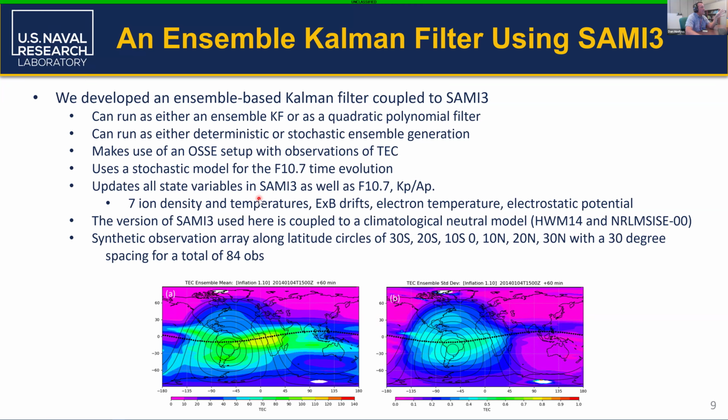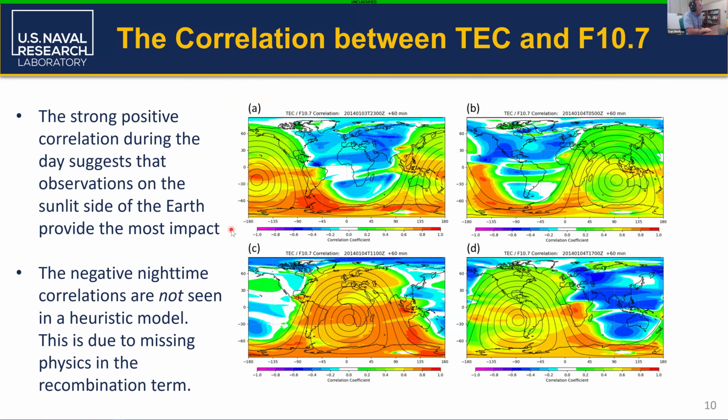The data assimilation system updates all the state variables in SAMI3, so that's 7 ion densities, E cross B drifts, temperatures, electrostatic potential, and some parameters. And the version of SAMI3 that we used here, again, is this climatological neutral model. Of course, the idea here is we want to update F10.7. So you have to look at the correlation between your observations. We said we were going to use total electron content observations in this test, and we need to correlate those with F10.7. So we did that here.